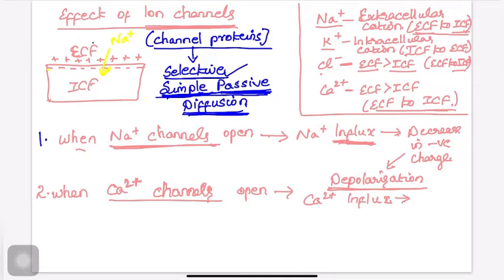So what does calcium influx do? The same, as calcium is positively charged, it will neutralize some of the negative charges and reduce the negativity inside. So there will be a decrease in negativity. What does it cause when calcium channels open? It causes depolarization. Understood, right? So when calcium channels open, there will be depolarization.